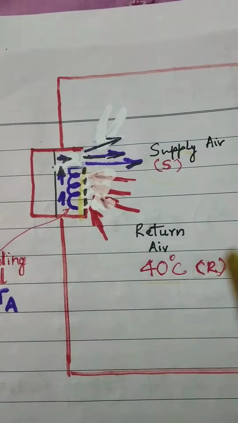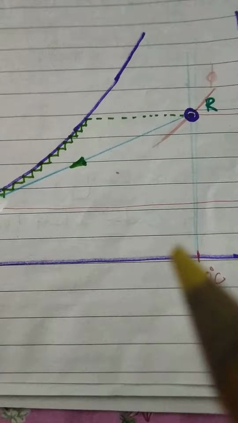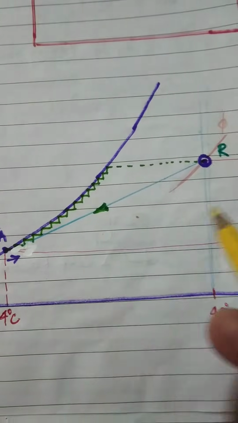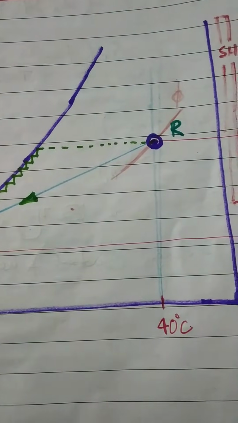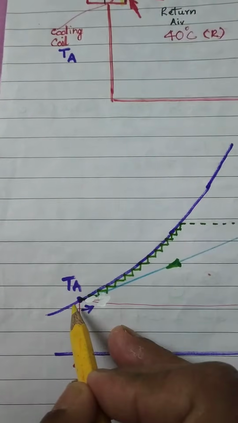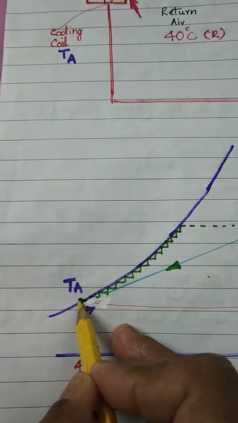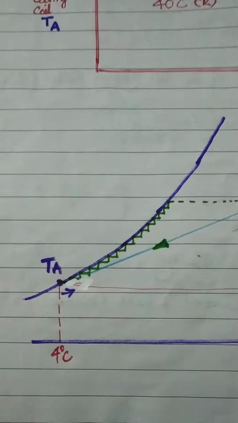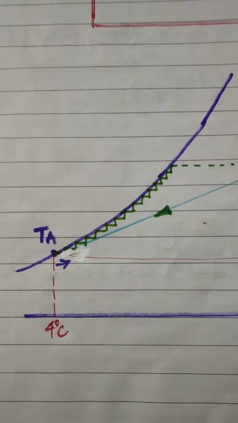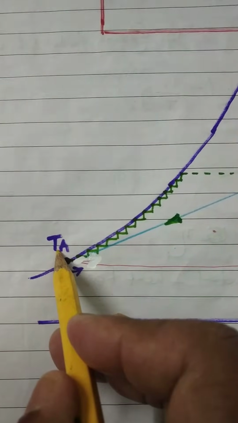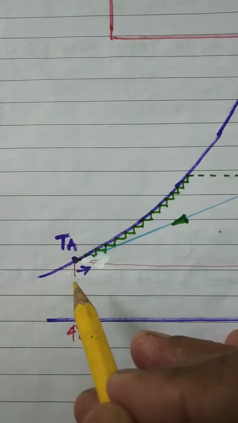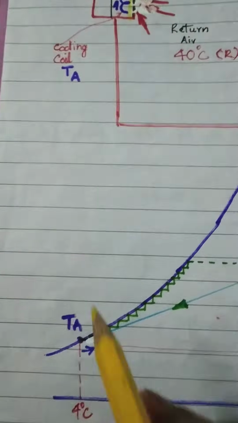So when we talk about the psychrometric chart, any point we write on the psychrometric chart represents a condition of air. But if we take this TA, the temperature of the cooling coil, supposing it is 4 degrees centigrade as represented by the temperature that I have chosen, TA is not representing any quality of air. It is talking about the cooling coil temperature.